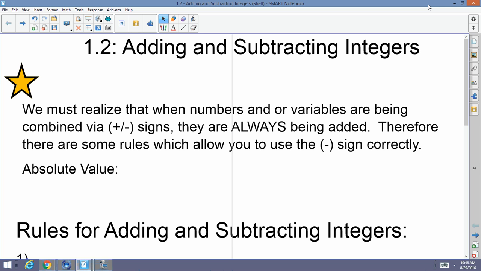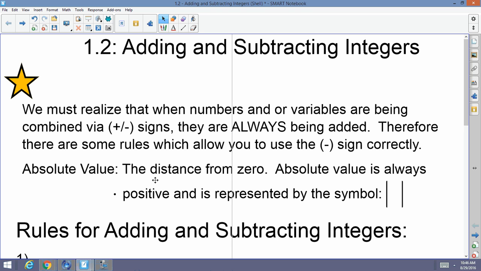All right. Let's talk about absolute value. I know we've spoken about it before, but let's talk about it a little bit more. The absolute value, if you remember, is the distance from zero. Absolute value is always positive and is represented by the following symbol. It looks like a parallel sign. It's just two straight lines. Since it's the distance from zero, it is always positive. The absolute value of 5 is 5. The absolute value of negative 5 is 5 as well, because it is 5 units away from zero.